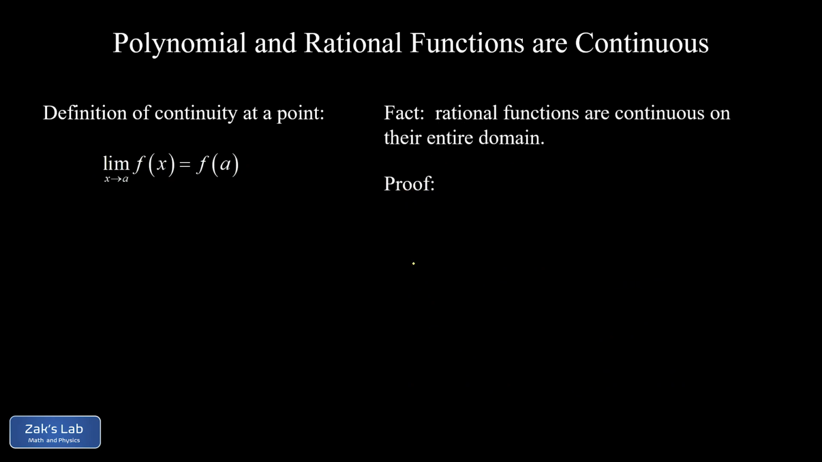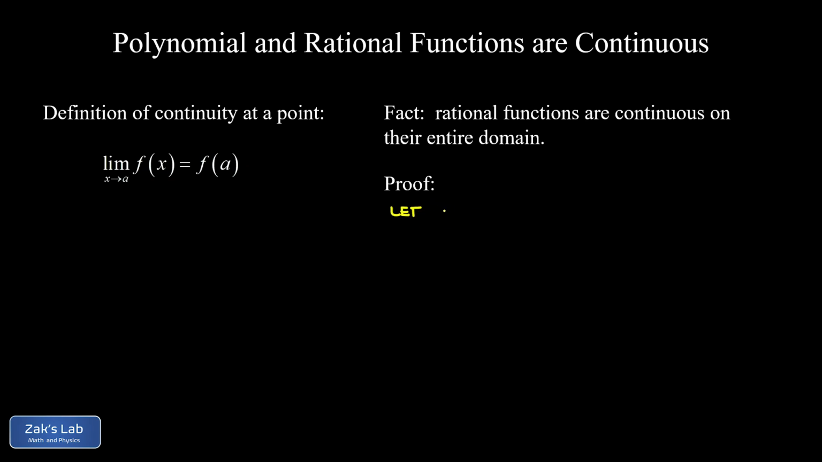Next, we want to show that rational functions are continuous on their entire domain. So of course, there are going to be domain issues here because rational functions are fractions made out of polynomials. If the polynomial in the denominator happens to be 0 for some value of x, that has to be thrown out of the domain. So we're not considering those values. We're just saying it's continuous at every other value of x.